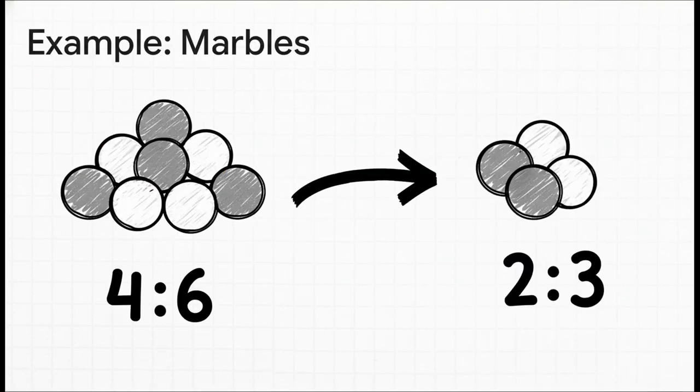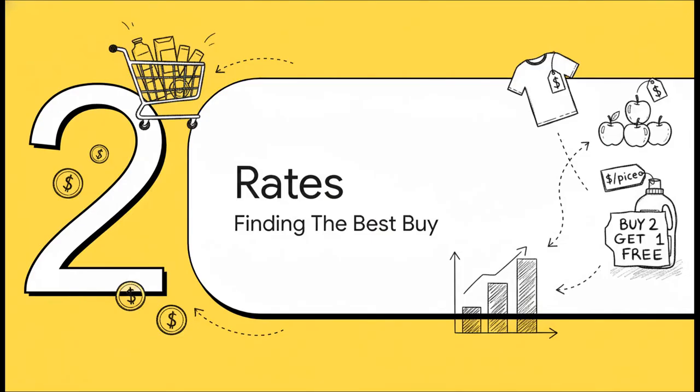So let's make this totally real. Picture a bag of marbles, right? If you've got 4 gray ones and 6 white ones, the ratio of gray marbles to white ones is 4 to 6. And just like with a fraction, we can simplify that. It boils down to 2 to 3. So for every 2 gray marbles in that bag, you've got 3 white ones. Simple.